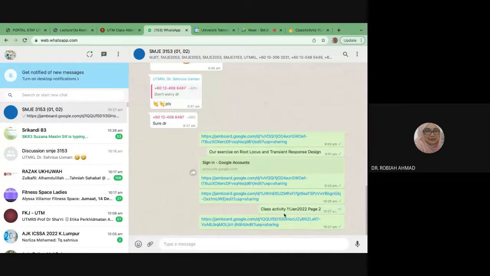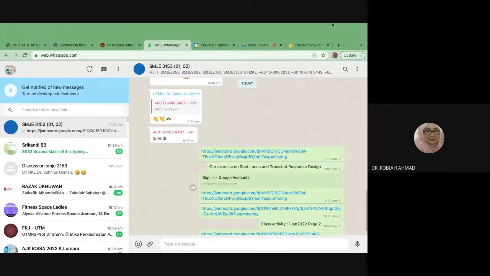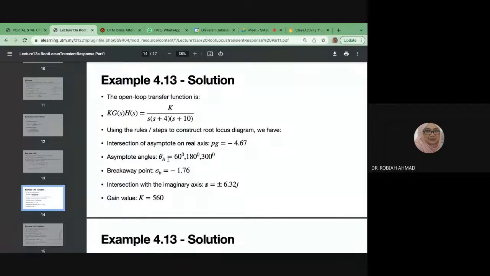Untuk class activity 11 Jan also, I create another page. Okay, since it's nearly 10:30, aku tak sempat pula ni ya. So let us go to this example again. Okay, so hopefully at least everyone managed to draw the root locus diagram. So please do the root locus diagram.